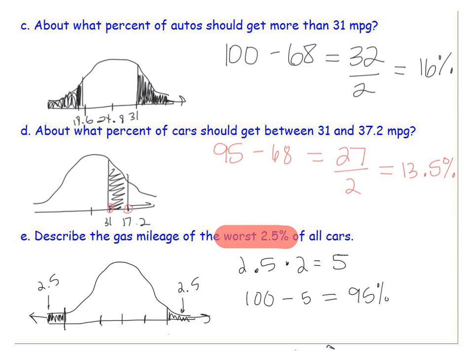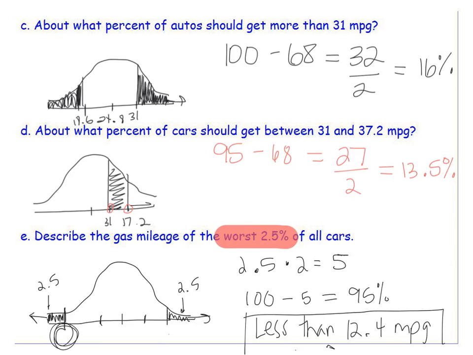Well, what was the cutoff for the worst, this one here, for 95%? Well, that was 12.4. So describe the gas mileage of the worst 2.5% of cars. Less than 12.4 miles per gallon. So that was definitely your challenge one. The other ones were pretty straightforward. That one was a little more challenging.